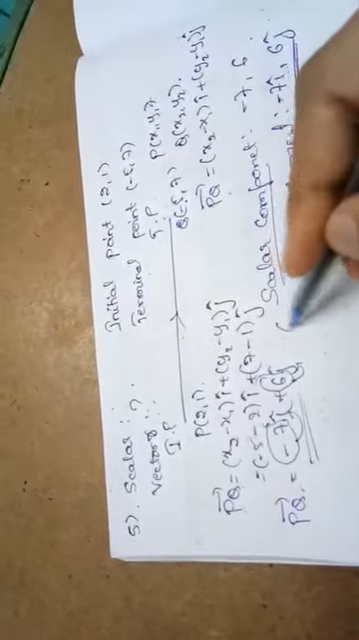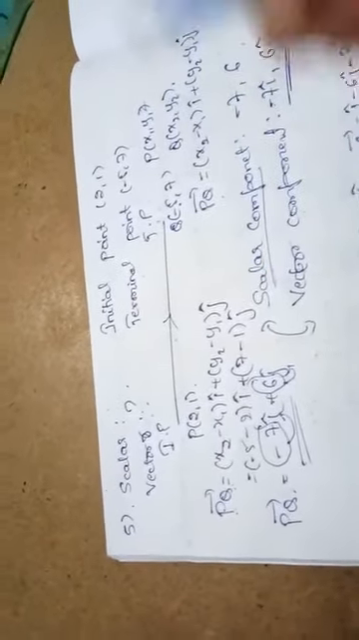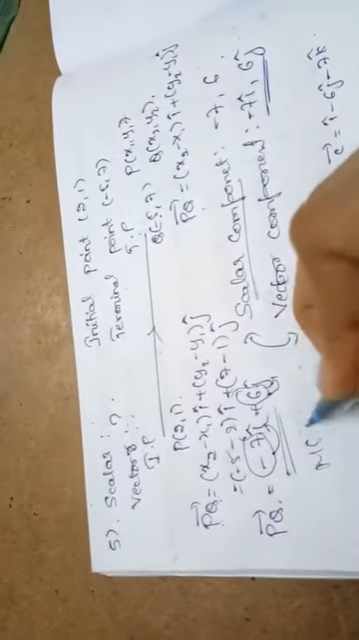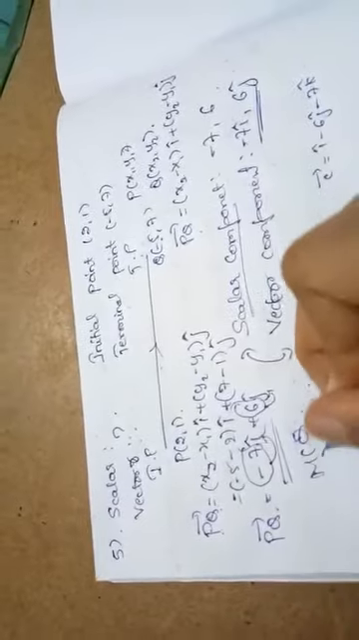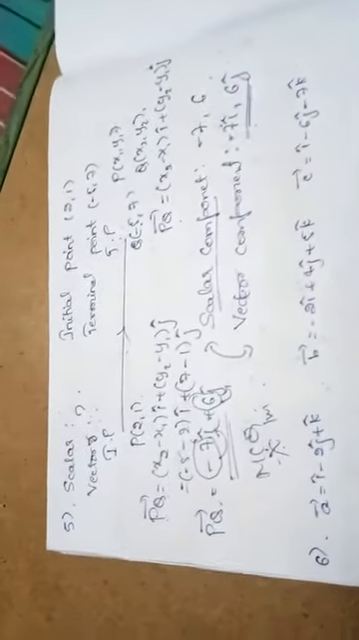Please remember these small things, because they are very important for MCQ questions as well as for the 1 mark questions. So please remember these points. This is the scalar component and this is the vector component. So let us move to the next question.